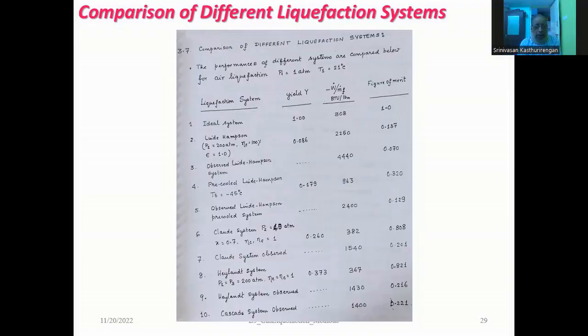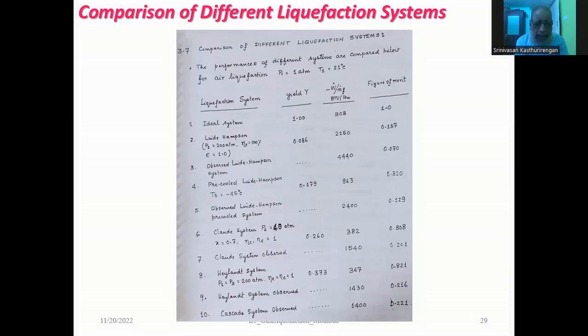Okay, let us consider the ideal system. In the ideal system, yield has to be 1. And we are talking about liquefaction of air. So therefore, 1 atmosphere at about, let's say, 21 degrees centigrade. And the work requirement is about 308 British thermal units per pound. So the figure of merit in this case is 1.